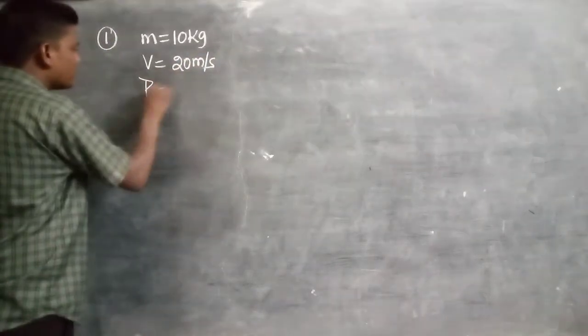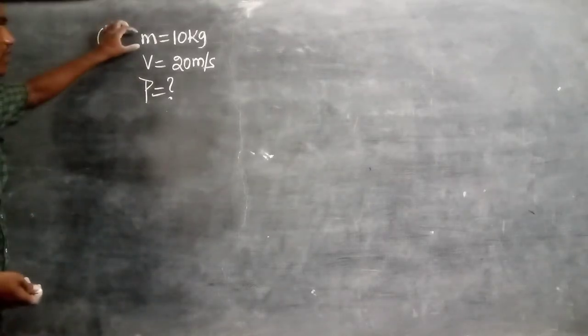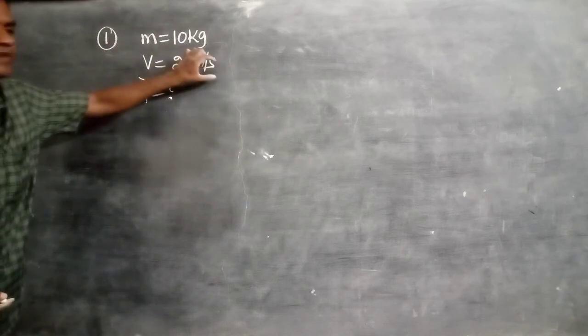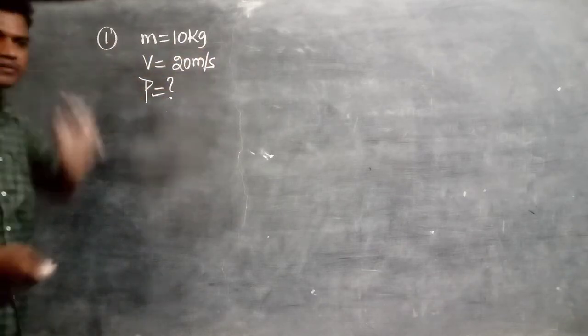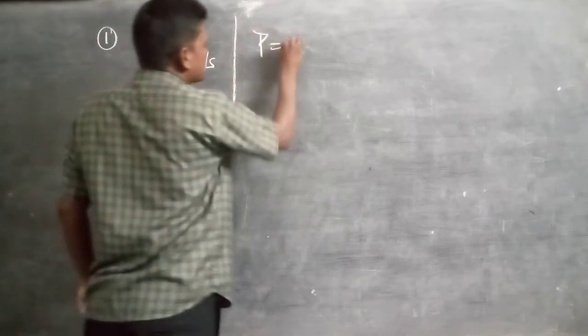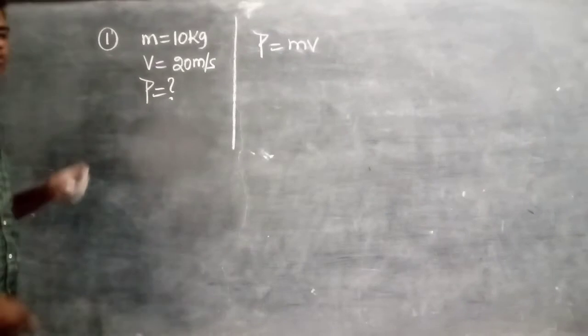Then you find which value? The P value. So, a body of mass 10 kg moves with 20 meters per second. Find its momentum. That's why we know the formula. What is the formula? P equals m into v. This is the formula to find the momentum.